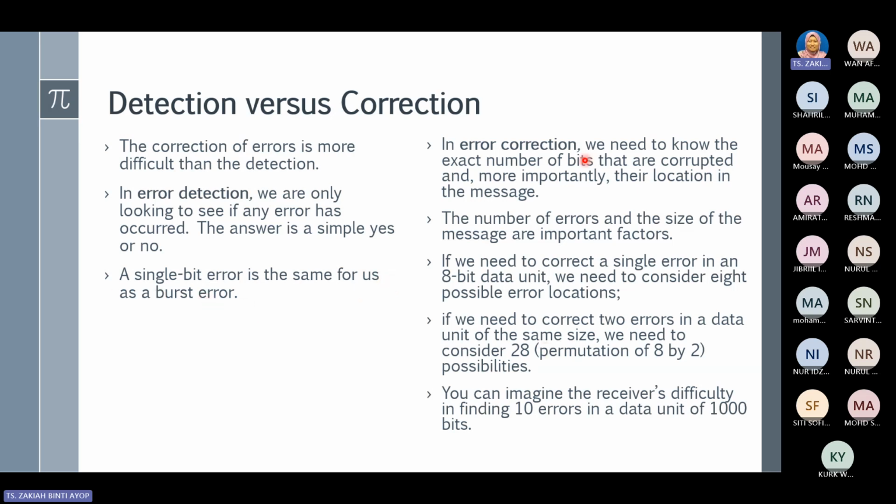In error correction, the number of errors and the size of the message are important factors. If we need to correct a single error in an 8-bit data unit, then we need to consider 8 possible error locations. But if we need to correct 2 errors in a data unit of the same size, then we need to consider 28 possibilities, a permutation of 8 by 2. So you can imagine the receiver's difficulty in finding 10 errors in a data unit of 1000 bits.